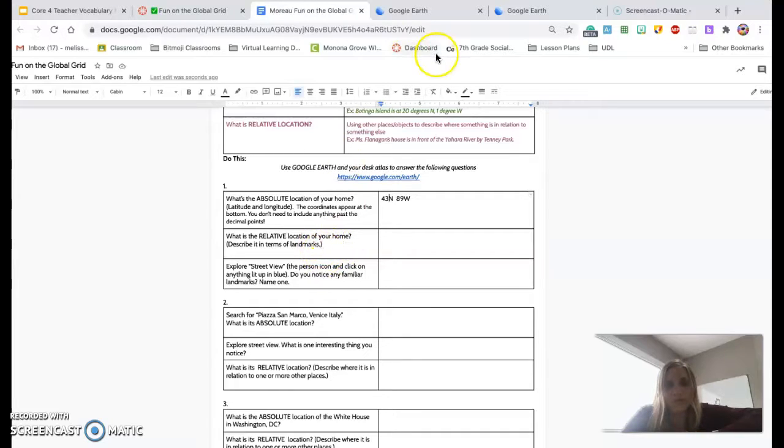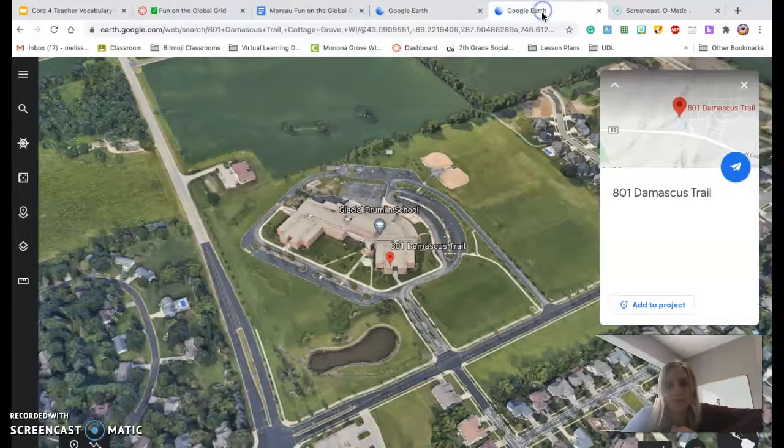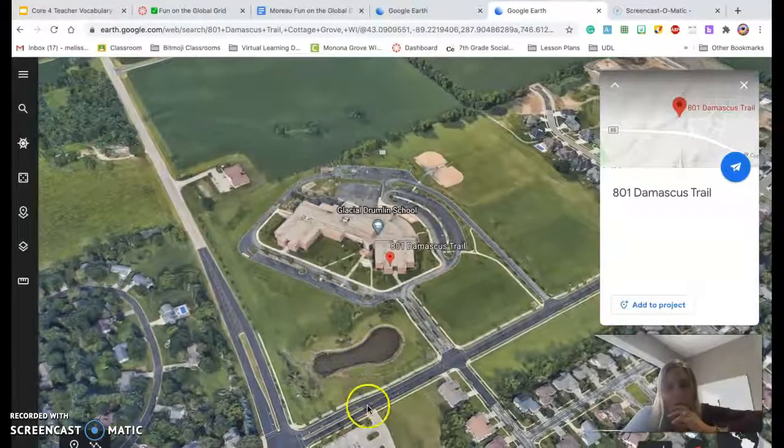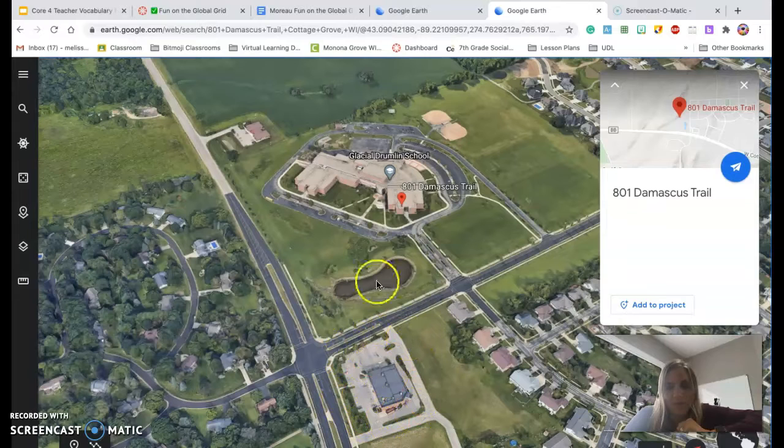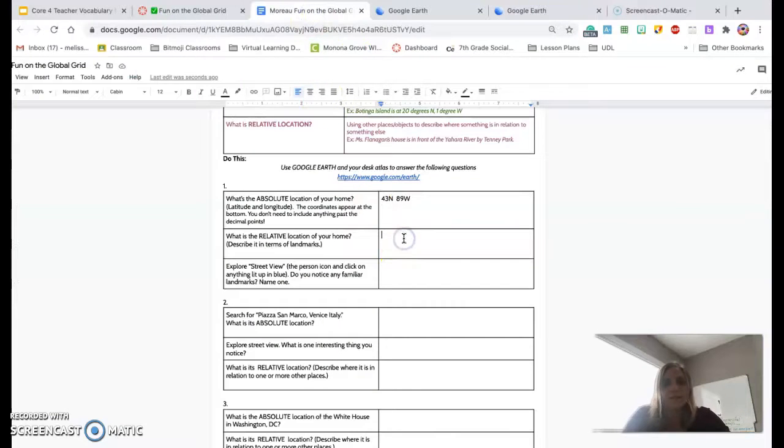Then you're going to talk about what is the relative location of your home. So describe it in terms of landmarks. So if you went back to Google Earth, or if you can think of where your house is, if I'm looking at Glacial Drumlin right now, I know that this is CVS, and this is a dentist office, and I can use that in relative terms. So I could say GDS is across the street from CVS and next to the dentist office. Okay, so that is what you would do for that one.